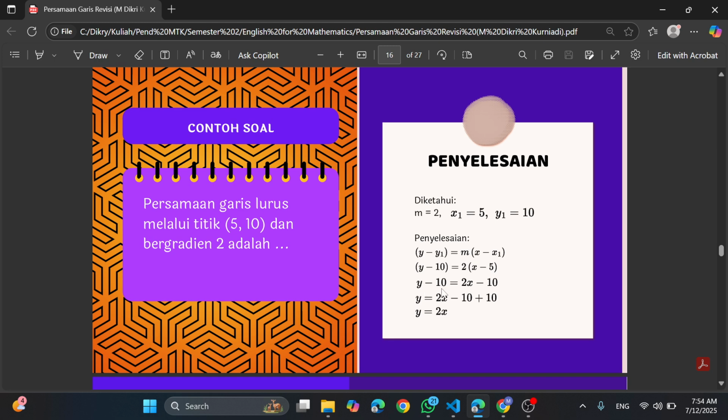Y minus 10 equal 2 times x minus 10. Y equal 2 times x minus 10 plus 10. So the result of this formula is y equal 2 times x.